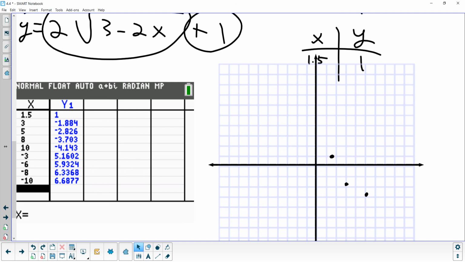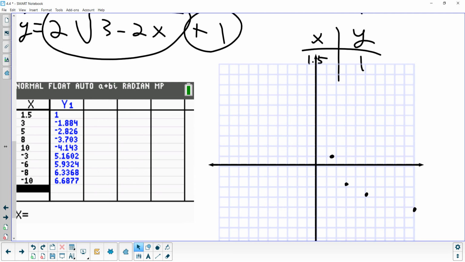Okay, -6, roughly. Oh, I'm sorry, I'm looking at the wrong one. Let's do 10. 10, a little below 4. 1, 2, 3, 4. That's enough. I can see the curve. If you need more, you can do more.